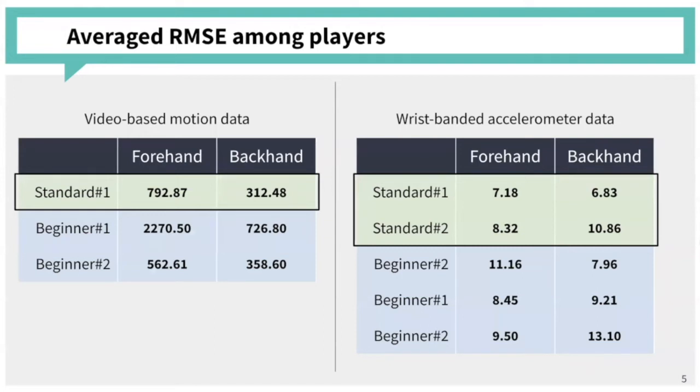And this is our result. It shows that the stroke of the standard player is more consistent than the beginner player for both forehand and backhand. And the greater the difference in RMSE is, the more erratic and inconsistent the stroke motion is.